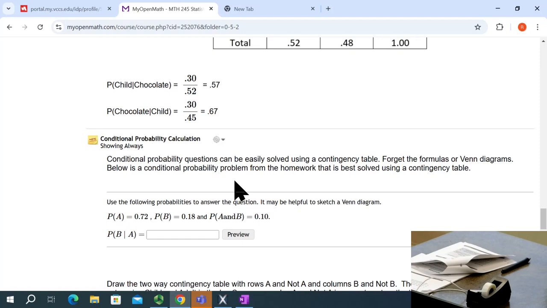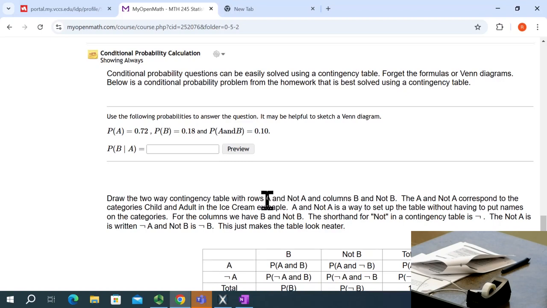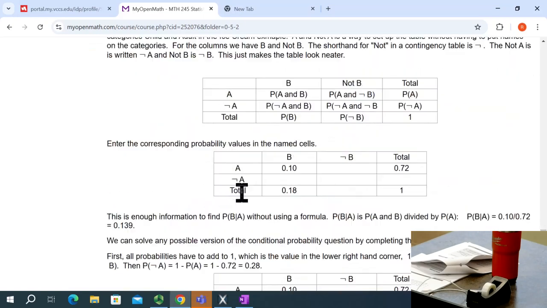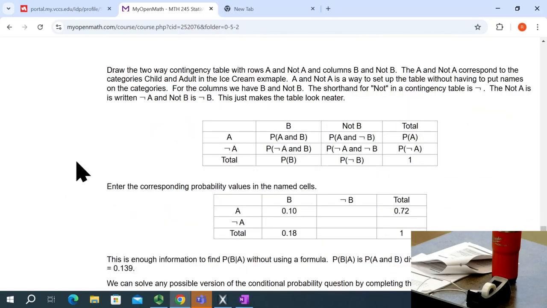All right. I want to show you this. This is confusing. This is the way the logicians and the statisticians do these things. They don't use children, adults, and ice cream. All right. They use A and B. And this is the typical setup. A and not A. This is a not A in logic. B or not B.